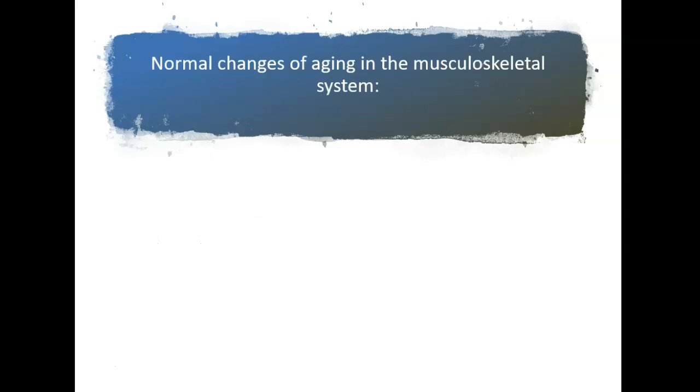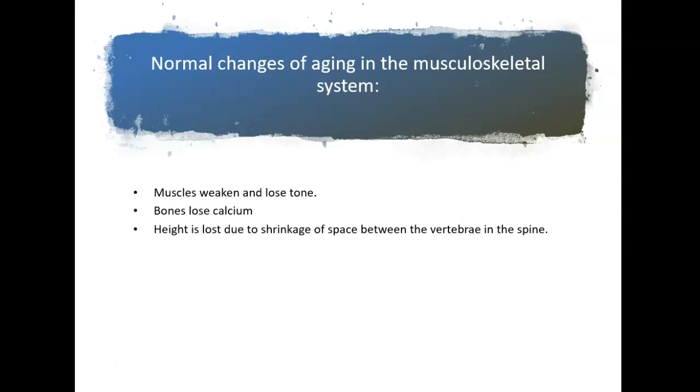Normal changes of aging in the musculoskeletal system. The muscles weaken and lose tone. Bones lose calcium. Height is lost due to shrinkage in the space between the vertebrae and the spine. Loss of muscle mass causes weight loss. Joints are less flexible.